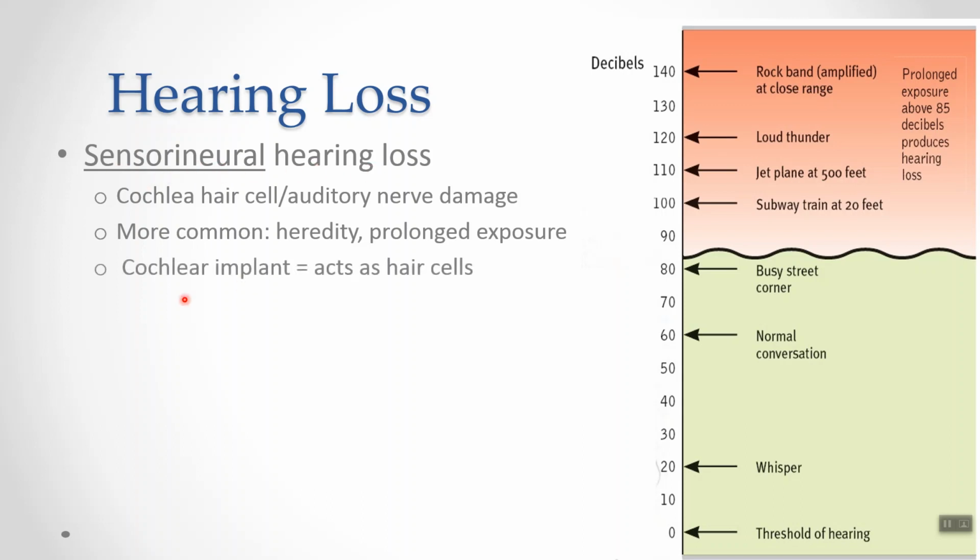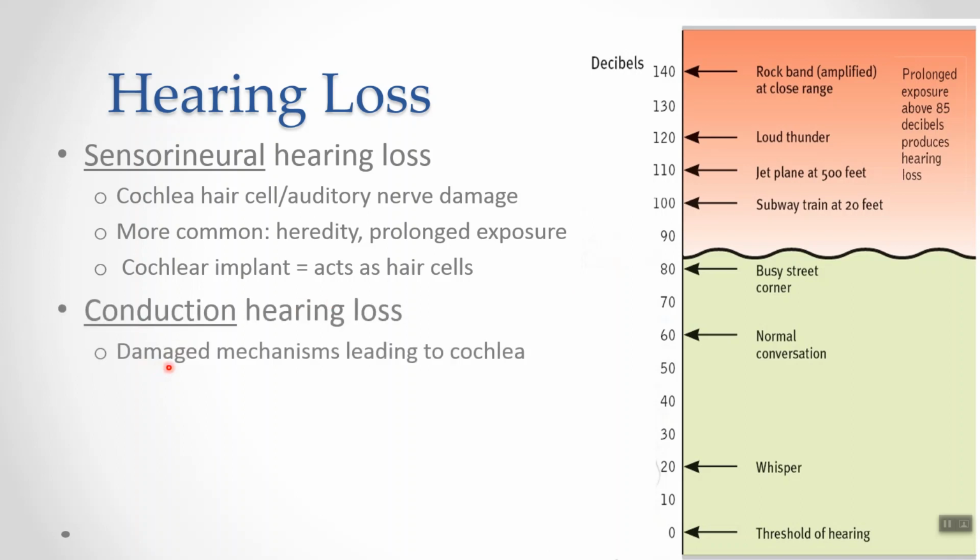hearing loss. For this, you can get a cochlear implant, okay? And so what happens is they'll put this device and string a bit of the device into your cochlea, and it acts as hair cells. So it's taking the place of hair cells, if that's in fact where the problem lies, and helps to transmit that information to your brain.